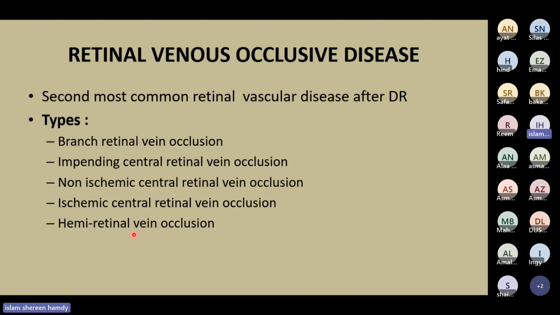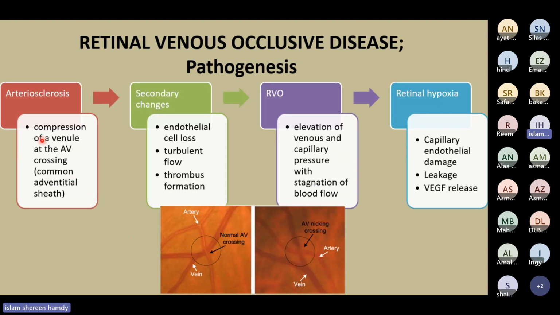Okay, moving to the retinal venous occlusive diseases, the main change that we have is what we call the arteriosclerosis. The artery and the vein have a common adventitial sheath. With chronic and long-standing hypertension, the artery will become sclerosed and not very thin and pliable, and it will cause compression of the vein, what we call the nipping of the vein. So the artery will be causing pressure on the vein with subsequent slowing of the blood flow in the vein, and this will promote thrombus formation.